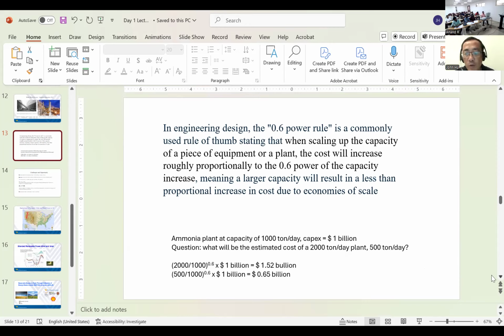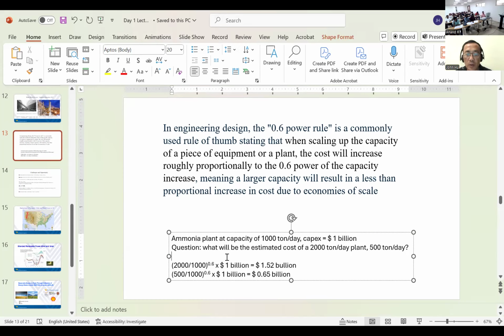It's going to be good for your students. I used to do engineering design and also estimating, and when you look at a new technology, you have to roughly have some idea on how much it's going to cost to build. If somebody tells you one thing, you need to have a baseline. What's the baseline? The baseline today is an ammonia plant at a capacity of 1,000 tons per day. The CapEx will cost $1 billion. Everyone knows this.